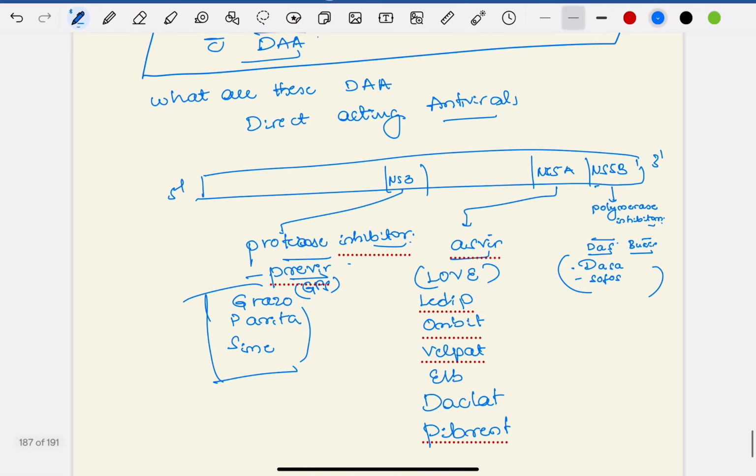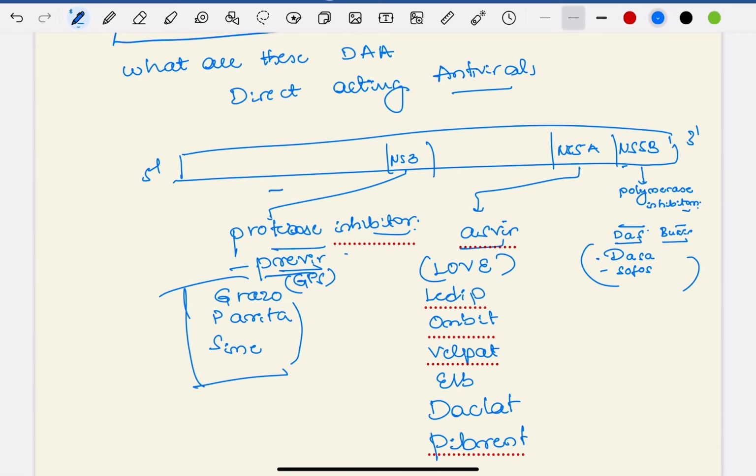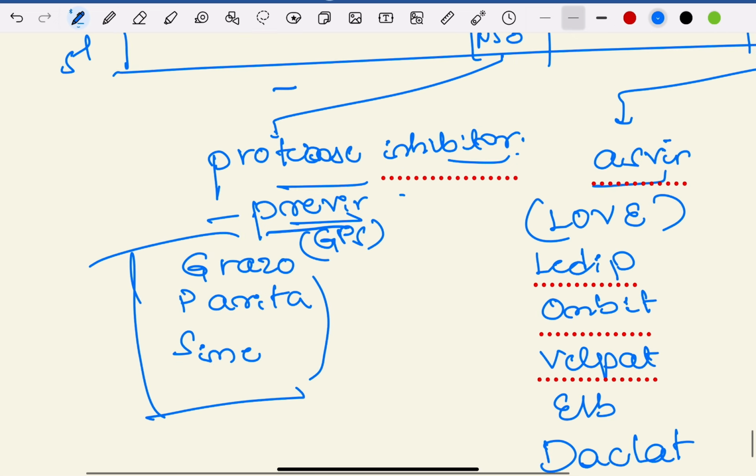As you know, HCV is an RNA virus. So its genome has many genes which produce structural and non-structural proteins, among which three non-structural genes are very important: NS3 and NS5. NS5 is again divided into NS5A and NS5B. NS3 inhibitors are called protease inhibitors, and they end with previr. These drugs can be remembered by GPS, that is grazoprevir, paritaprevir, simeprevir.